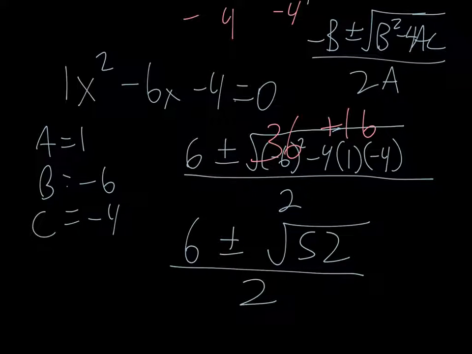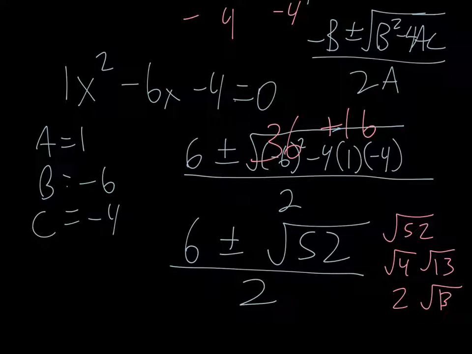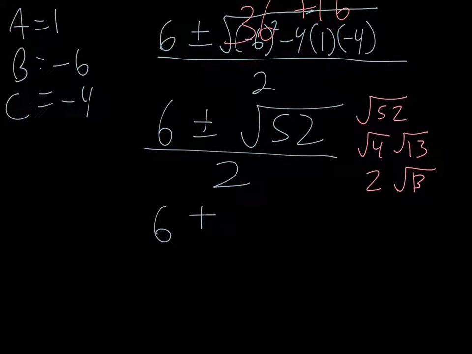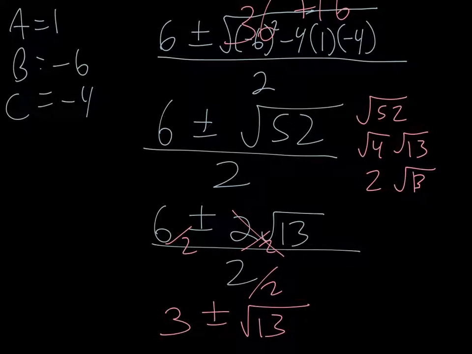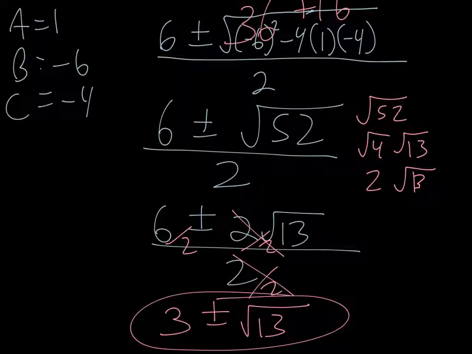We can simplify the square root. Square root of 52 is really 4 times 13, which is 2 square root 13. So here we are at 6 plus or minus 2 square root of 13 all over 2, and now I can shrink by 2, and that gives me a final answer of 3 plus or minus the square root of 13, because those cancel out. And I'm done right there. X equals.